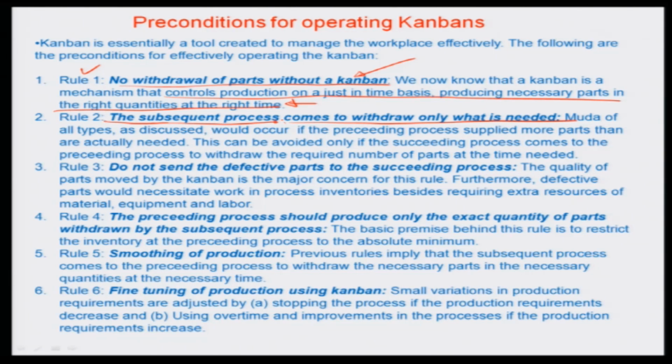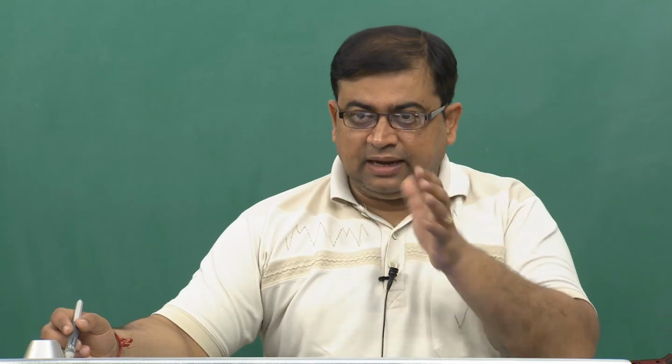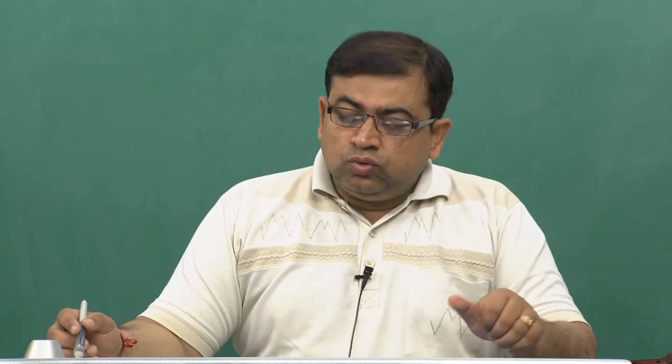And if the preceding stage gives a defective part, then there has to be a mechanism in place, which I will come to later, known as the emergency Kanban, which will try to initiate the process flow back to normalcy. But that would be recorded somewhere, and based on that the upper management can take a decision about countermeasures, as to why the defect had come in the process, because of which this emergency Kanban had to be released. So the subsequent process stage comes to withdraw only what is needed, that is rule 2.